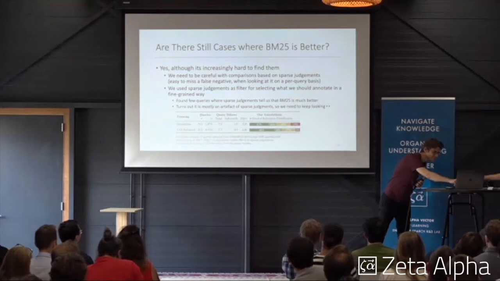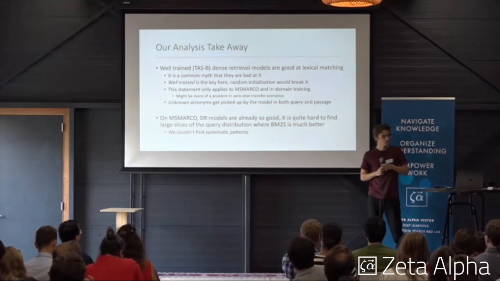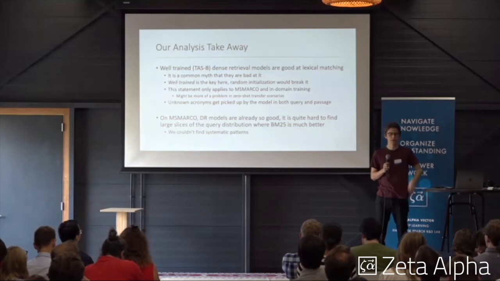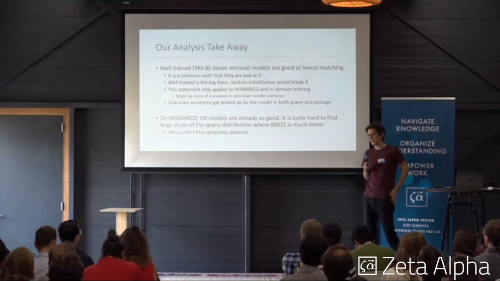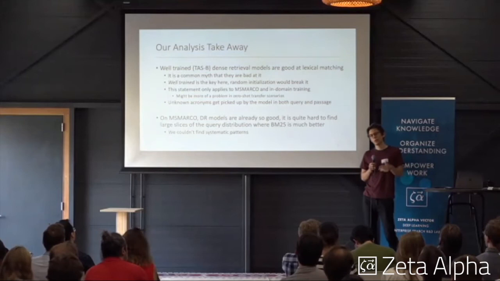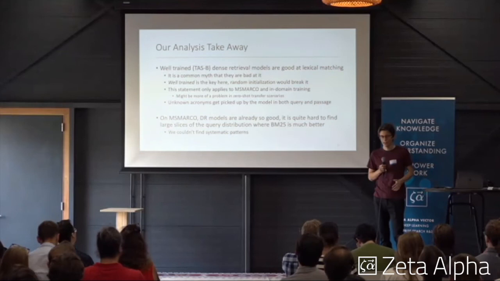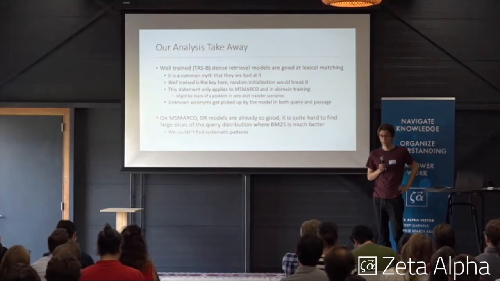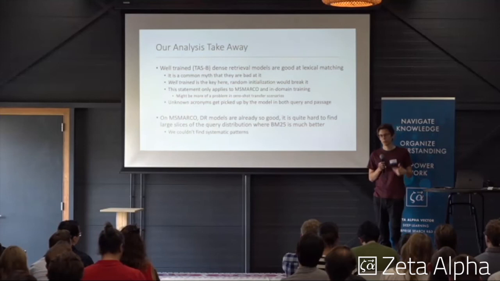So what do we take away from this analysis? We show that a dense retrieval model, if it is well-trained, for example, with task balanced, it is good at lexical matching. But this statement, of course, only applies to the MS MARCO collection and in-domain training and evaluation. And in different domains, it might be different. And on MS MARCO, we also have a very hard time finding systematic patterns where BM25 can outperform dense retrieval.